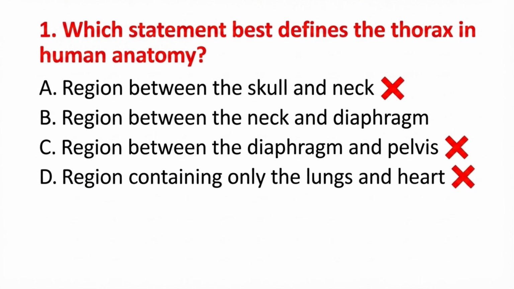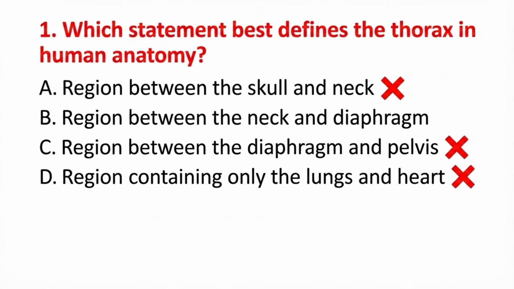Okay, then why are the other options wrong? Option A is incorrect because the region between the skull and neck is the head and neck region, not the thorax. Option C is incorrect because the area between the diaphragm and pelvis belongs mainly to the abdomen and the pelvis. Option D is incorrect because the thorax contains more than just the lungs and heart. It also contains vessels, nerves, lymphatics, the esophagus, and other structures.